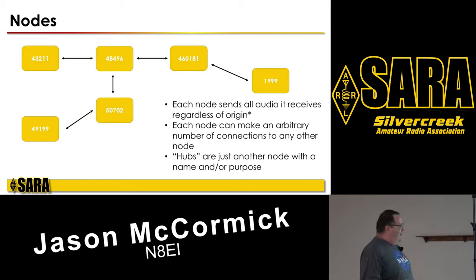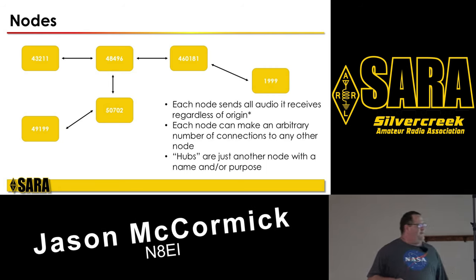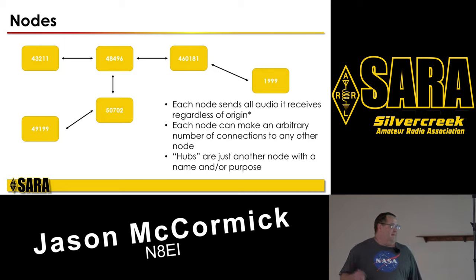So here's an example. This is a real-world example. 48496 is the main conference hub for the club. 432.43211 is out of Doylestown. That's what's currently connected to 39. This is actually sitting in my basement, which has somehow turned out to be the most reliable place to put the hub. So it just hangs out in the basement. 460181 is actually that guy right there. So currently he's not actually connected to that at the moment.